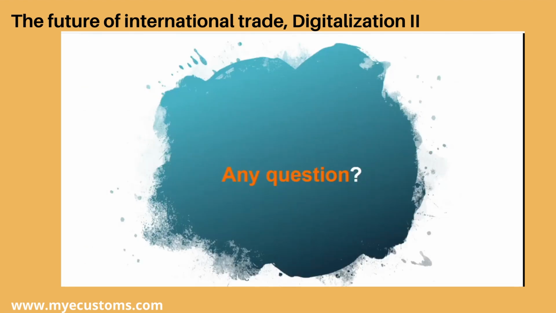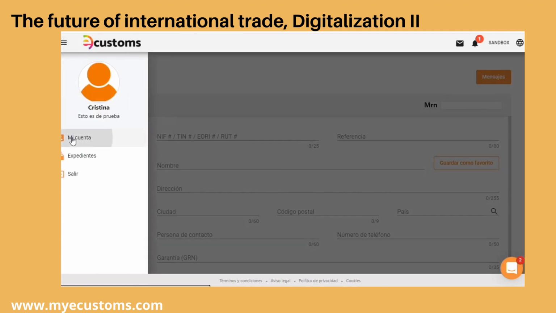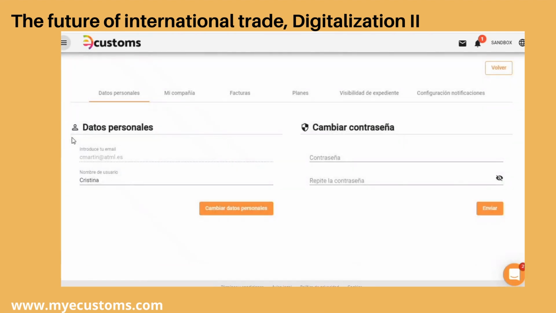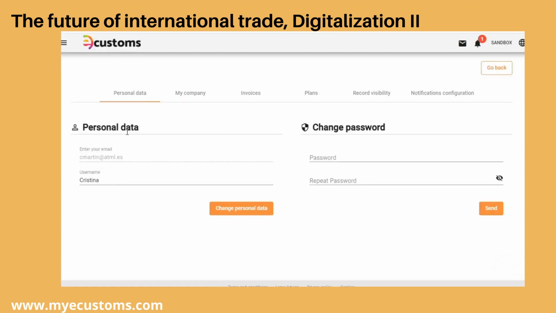So I'm going to show you, first of all, we have different environments for eCustoms. We have a sandbox in order to test, and we have the production environment. I'm going to show you the inside of the platform. I'm going to put it in English, sorry, here. Okay.